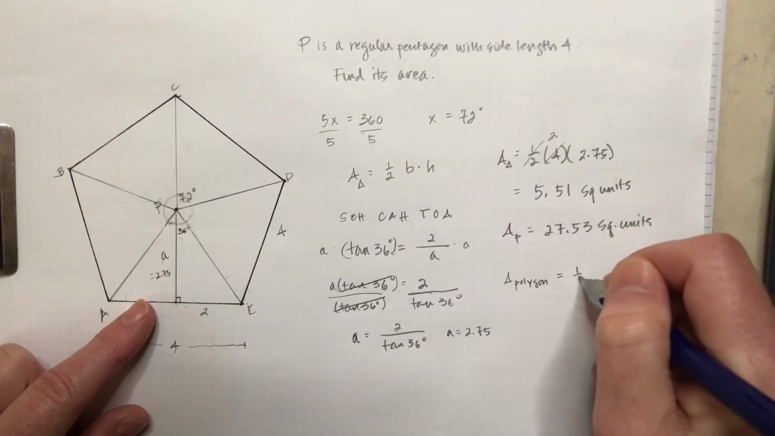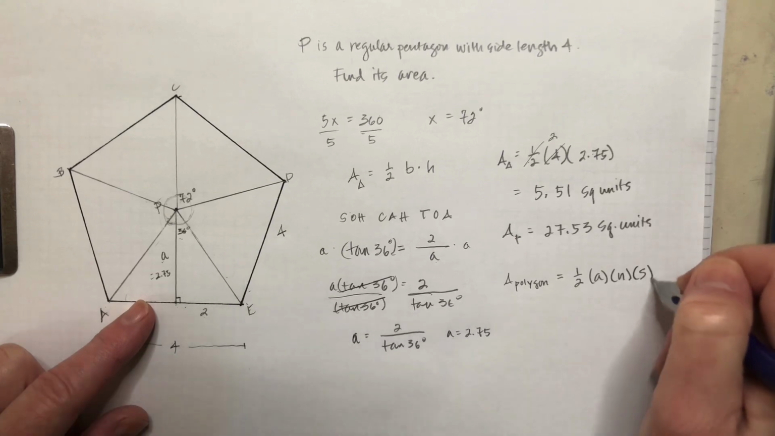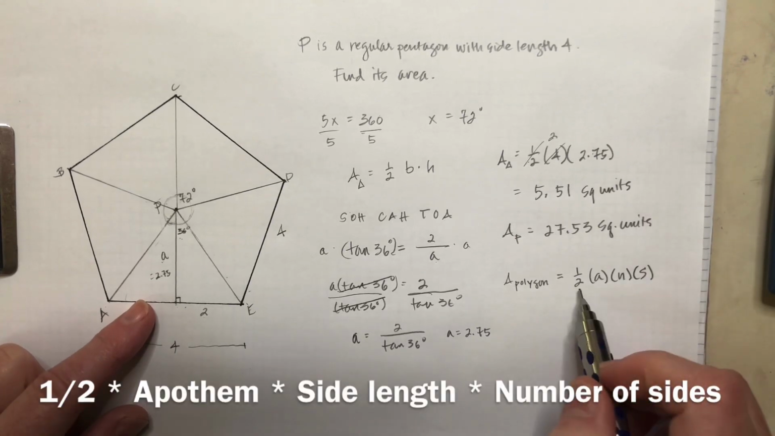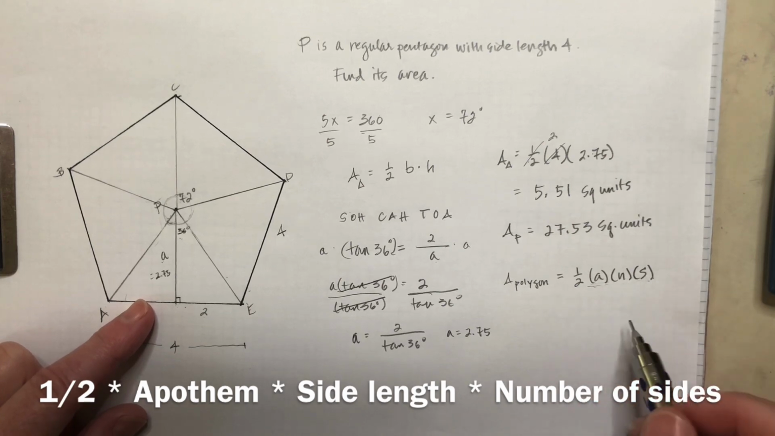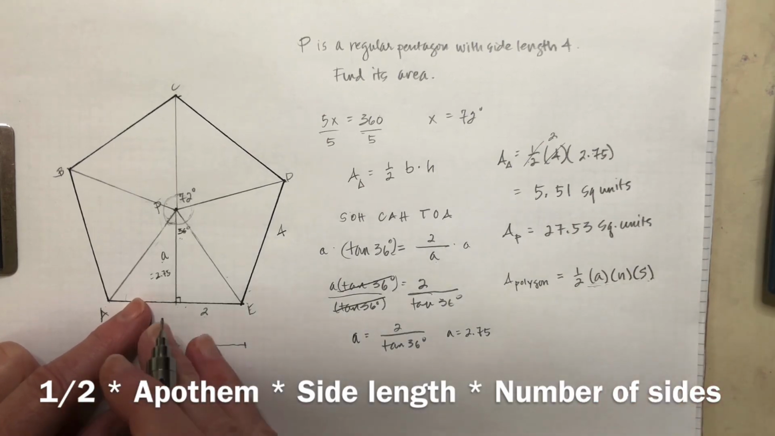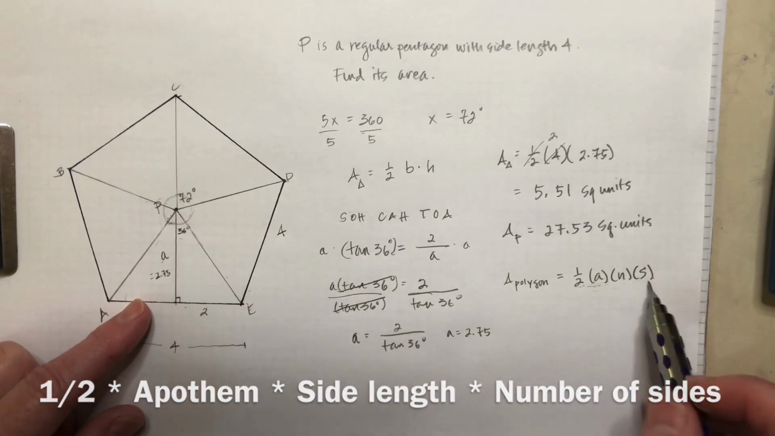Now there is a generalized formula for finding the area of a regular polygon, which is 1/2 times A times N times S. One easy way to remember it is that this looks like an abbreviation for the word answer. So when you're looking for the area of a regular polygon, think about that abbreviation, 1/2 ANS.